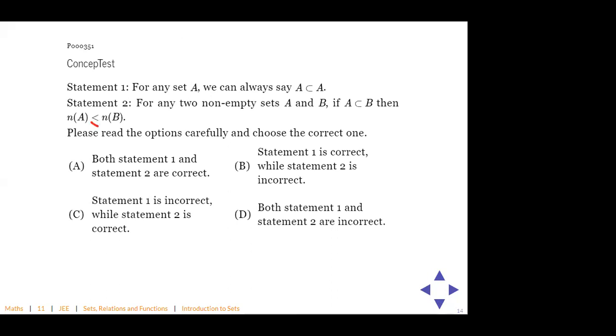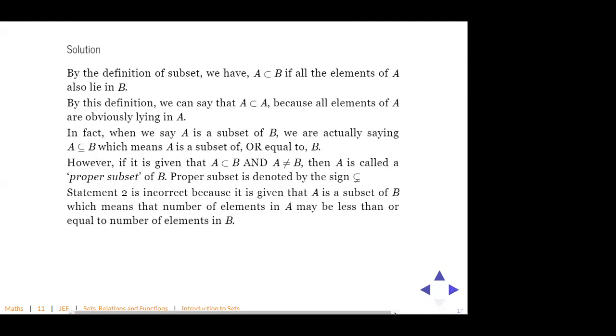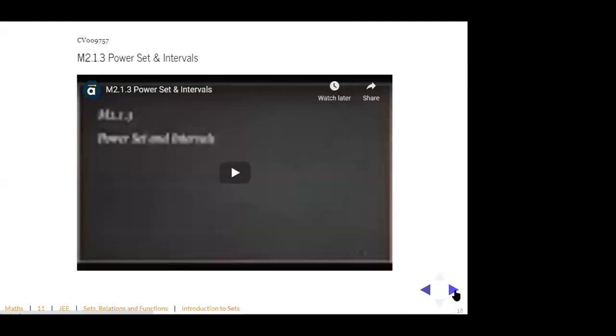Understood? A can be equal to B. It can be equal also, right? Concept test. It is not necessary that the number of elements of A is less than the number of elements of B, because statement 1 will give you the answer. Very good, Pradagya, very good. Correct. So the answer is B. I hope all of you understood. So it should be equal also, right?